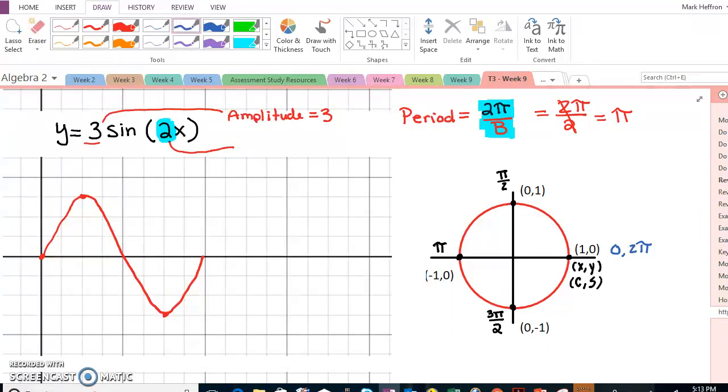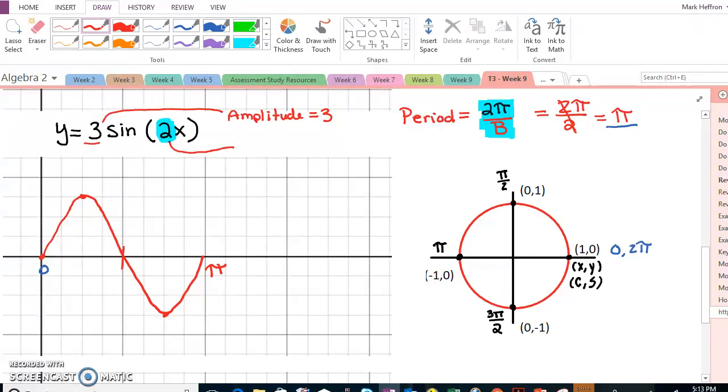If this were the normal sine curve, we'd be 0, pi, and 2 pi. But we just said our period needed to be pi, so I'm going to erase the 2 and say this is really pi instead of 2 pi.